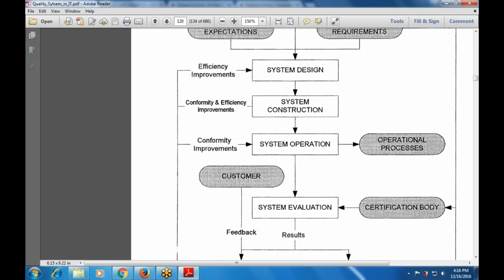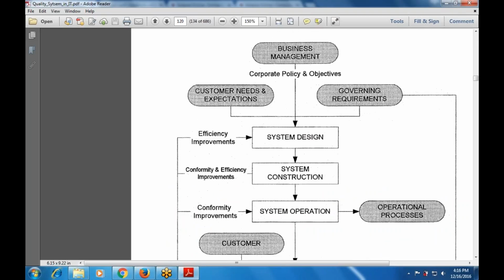Now, my question is, what is the meaning of system design? Whether it is using or improving the systems or not. When I compile each and everything that is used, this is used for system design, this is used for system operation, system maintenance. So there is efficiency improvement, then there is conformity improvement.